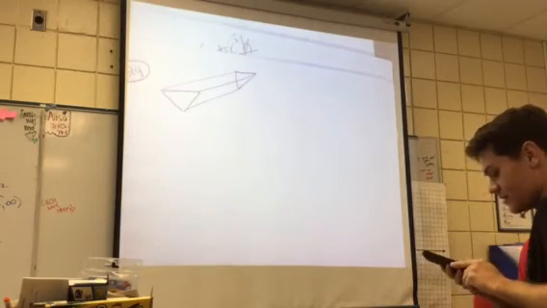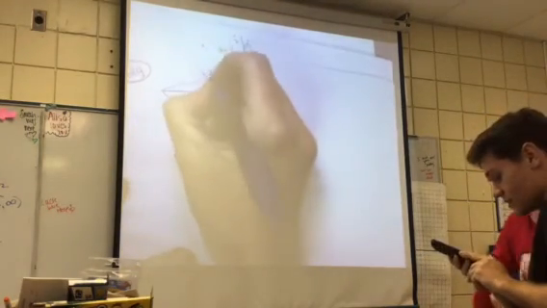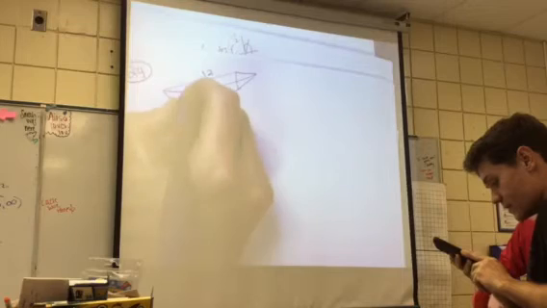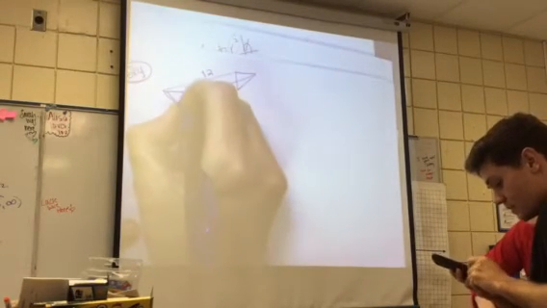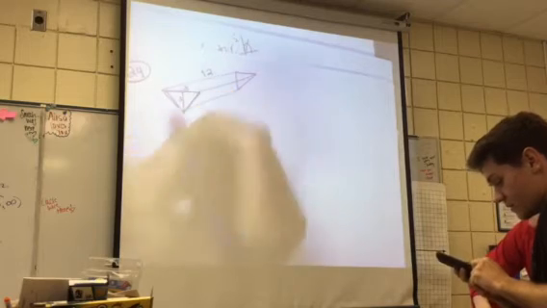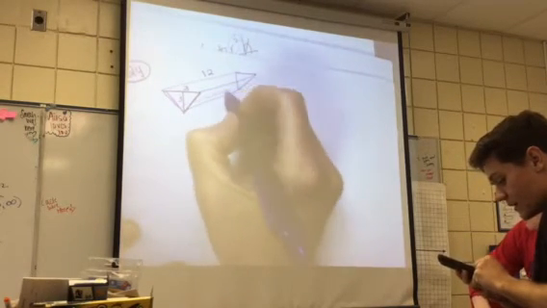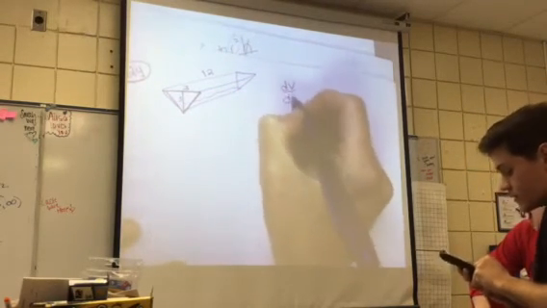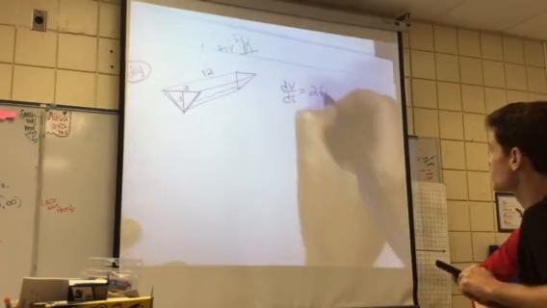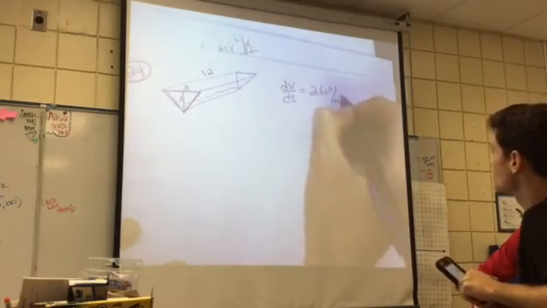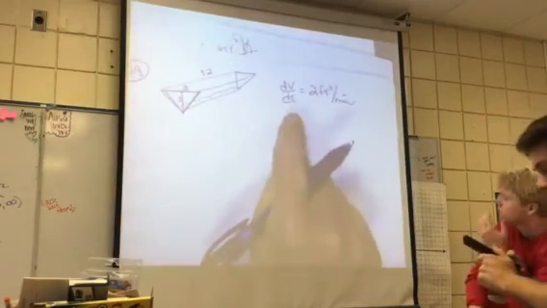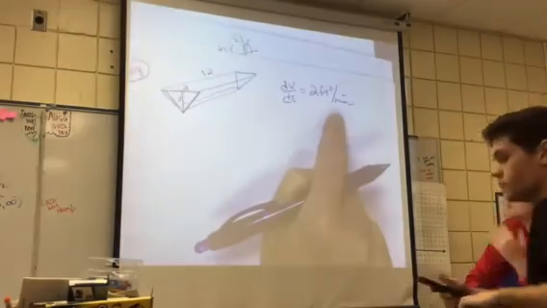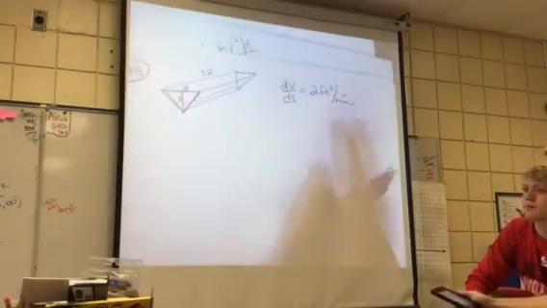So the trough is 12 feet long and 3 feet across the top. Its ends are isosceles triangles with altitudes of 3 feet. If water is being pumped into the trough at 2 cubic feet per minute, how fast is the water level rising when the water is 1 foot deep? What would the volume formula for this be? Okay, we're gonna get there. I need to write down the other information. The volume's changing at 2 cubic feet per minute, correct? Okay. Tell me the other thing.